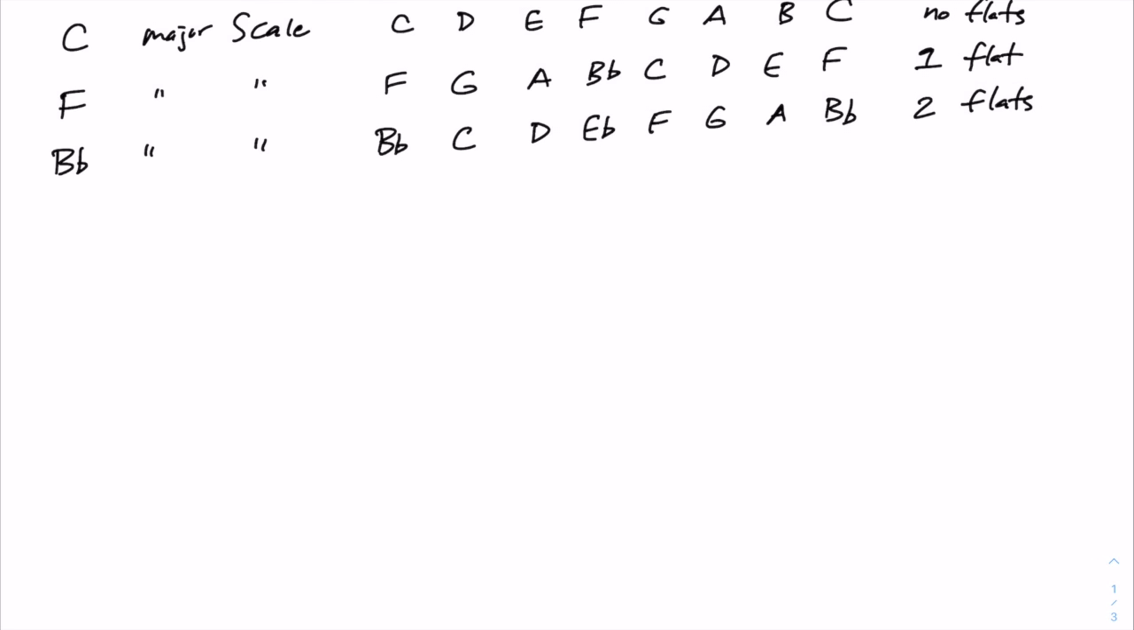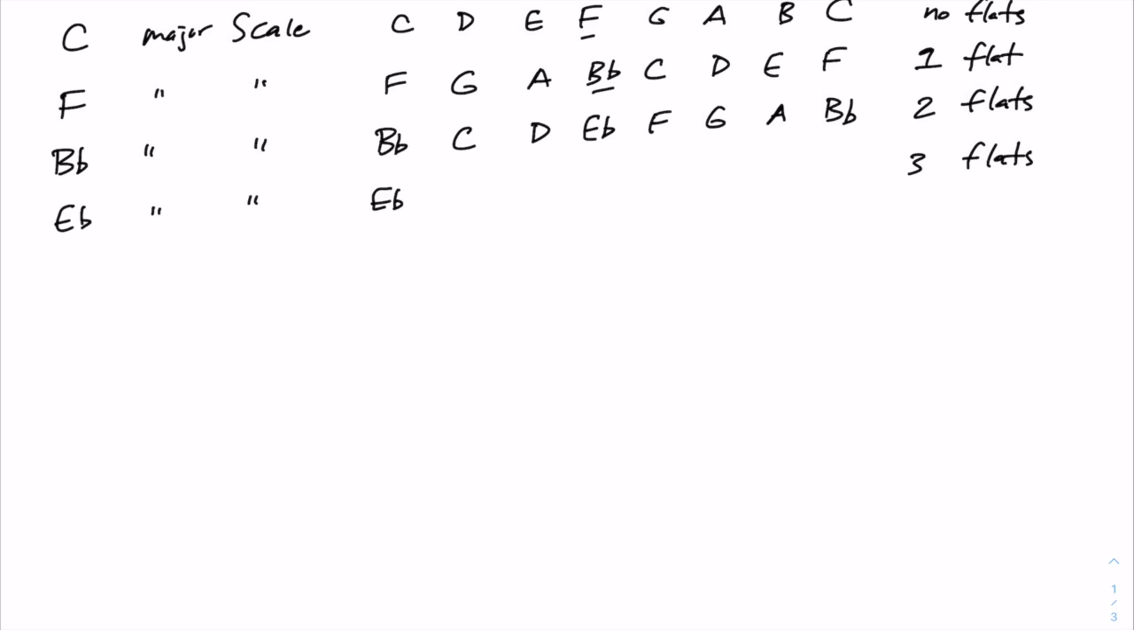The C major scale had no flats. The F major scale had 1 flat, and F was the 4th note of the C major scale. The B flat major scale had 2 flats, and B flat was the 4th note of the F major scale. Okay? Is it possible that E flat, the E flat major scale, will have 3 flats because it's the 4th note of the B flat major scale? And the answer is yes.